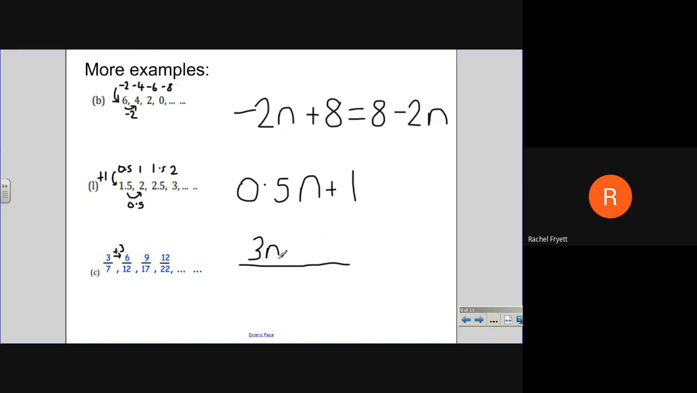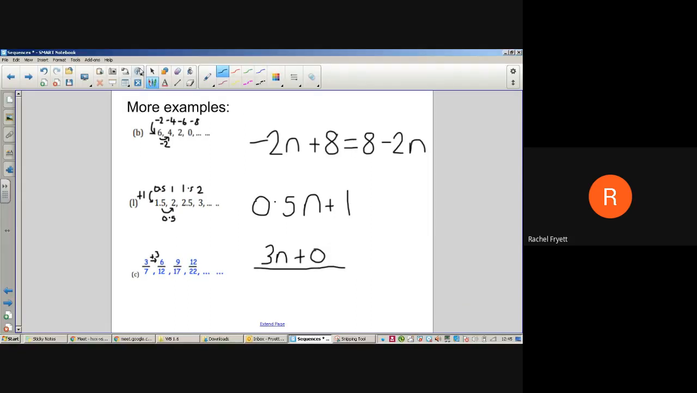Now, you might have noticed that that already is the 3 times table. So we tend to just leave that as 3n. You could put plus 0 if you wanted. You would not lose a mark for it. We just don't tend to do it though. So I'm going to leave it as 3n.